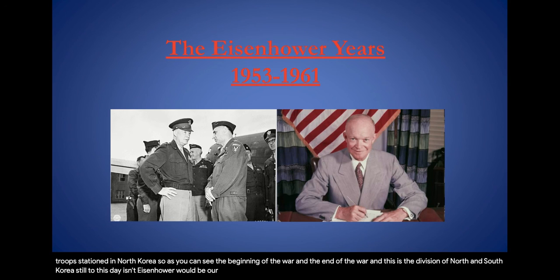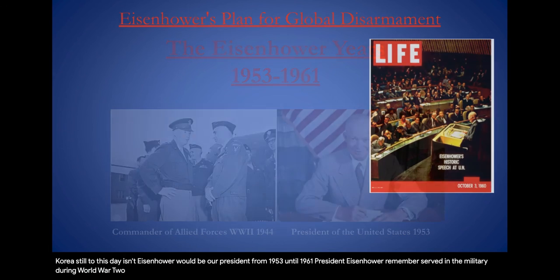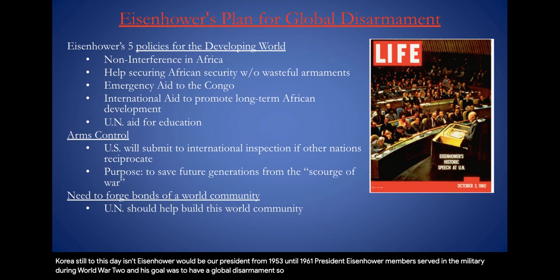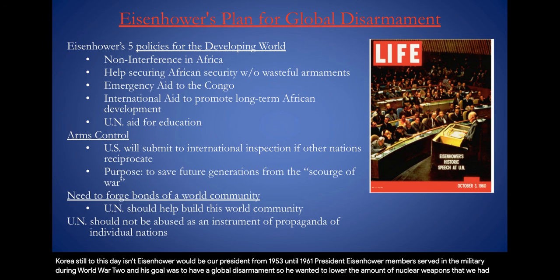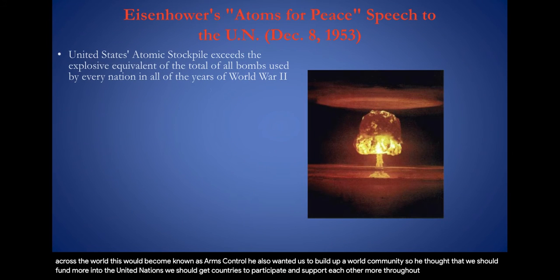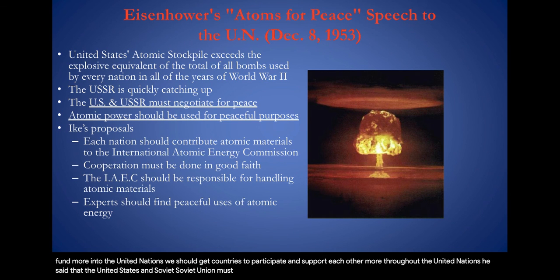President Eisenhower would be our president from 1953 until 1961. Remember, he served in the military during World War II. His goal was to have a global disarmament. He wanted to lower the amount of nuclear weapons that we had all across the world. This would become known as arms control. He also wanted us to build up a world community, so he thought that we should fund more into the United Nations, and get countries to participate and support each other more through the United Nations. He said that the United States and the Soviet Union must negotiate for peace. Atomic power should only be used for peaceful purposes.